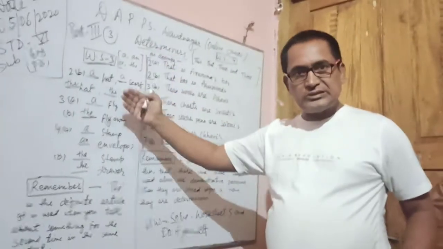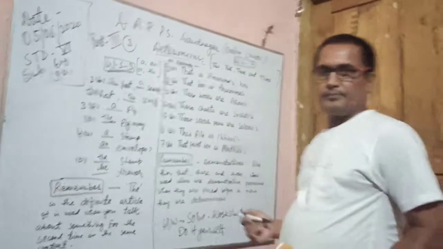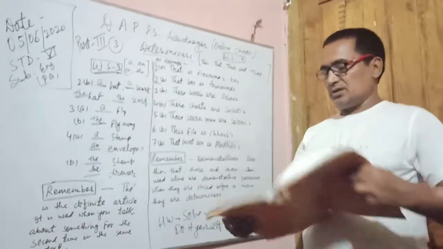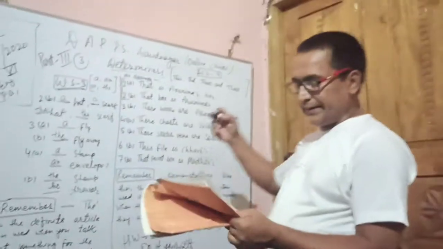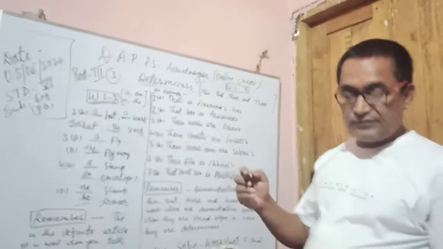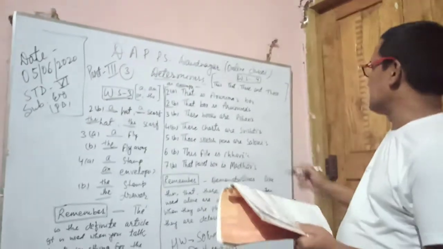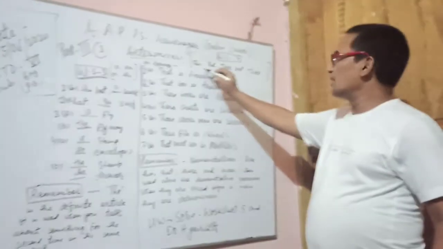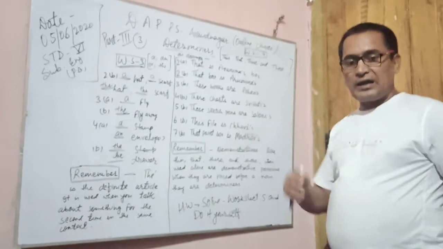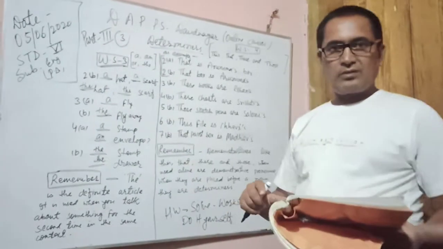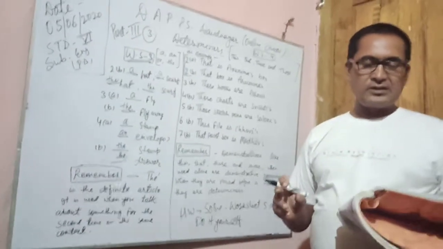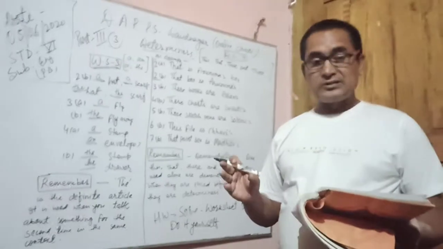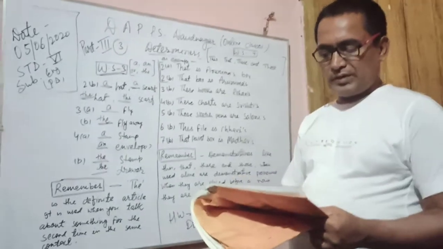Students, worksheet 3 is completed. Let's move to worksheet 4. The instruction is given. You have to rewrite the given sentences using determiners such as this, that, these and those. Once again, you have to rewrite the given sentences using determiners such as this, that, these and those. One is done for you.